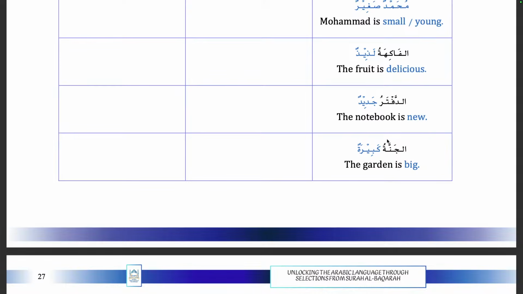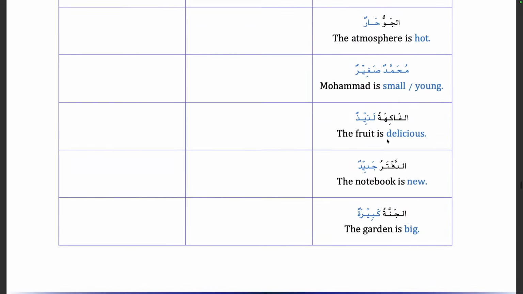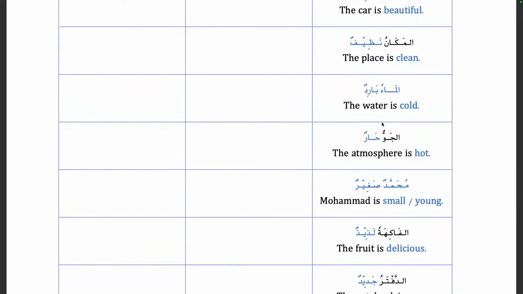Inna al-jannata kabiratun. Kana al-jannatu kabiratan. Right? Write out all of it. Tashkil it fully. And if the words are new, memorize them. Don't just understand it.